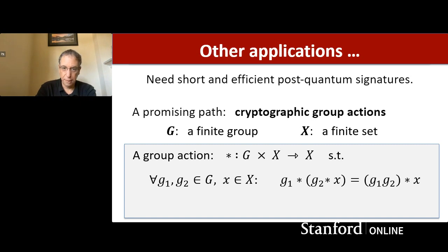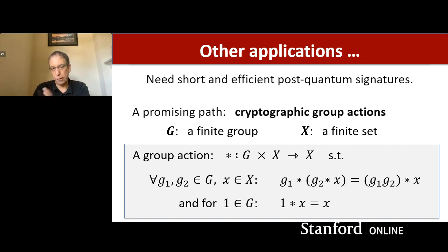So that's one property, and the other property is, of course, if I act on an element X with the identity element of the group, I should get the element X. That's called a group action. And there are many group actions. Actually, mathematics is littered with group actions. They're everywhere. There are lots of groups that act on sets.